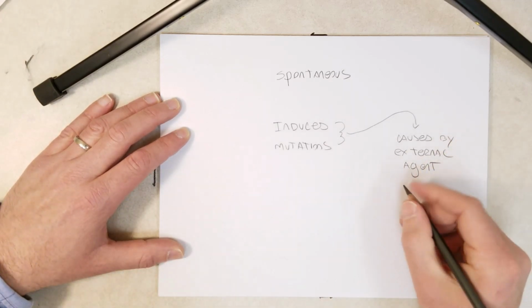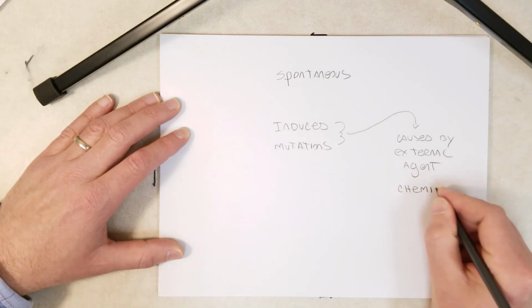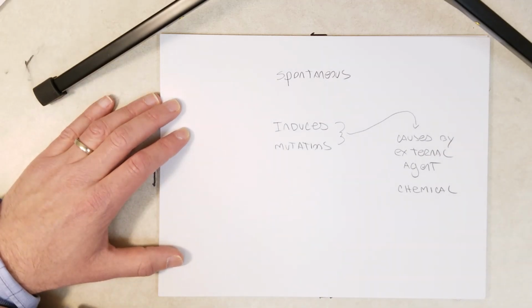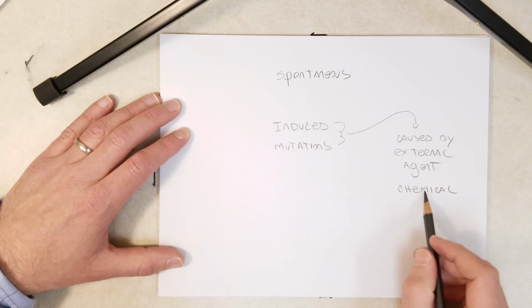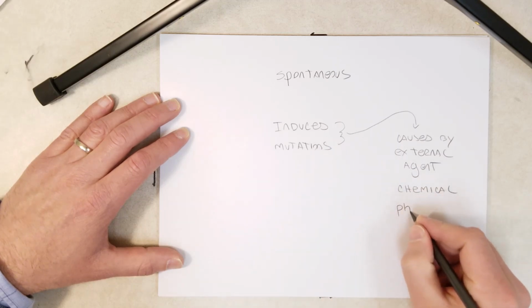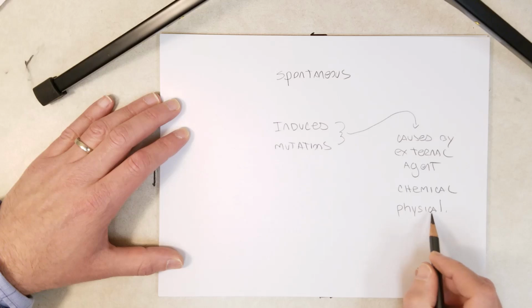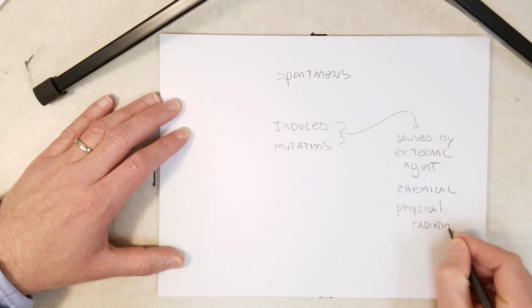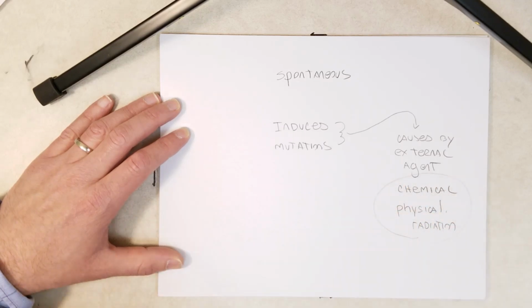Now, when we say external agent, it could be a chemical agent, like everyone knows tobacco smoke is supposed to contain many chemical compounds that are carcinogenic. They are thought to cause cancer, and they do that because they cause mutations in our DNA. So a chemical agent can be one type of agent in the environment that can induce mutations. The agent can also be physical, and usually when we talk about a physical agent, we are talking about radiation. And we'll talk more about these in a moment.